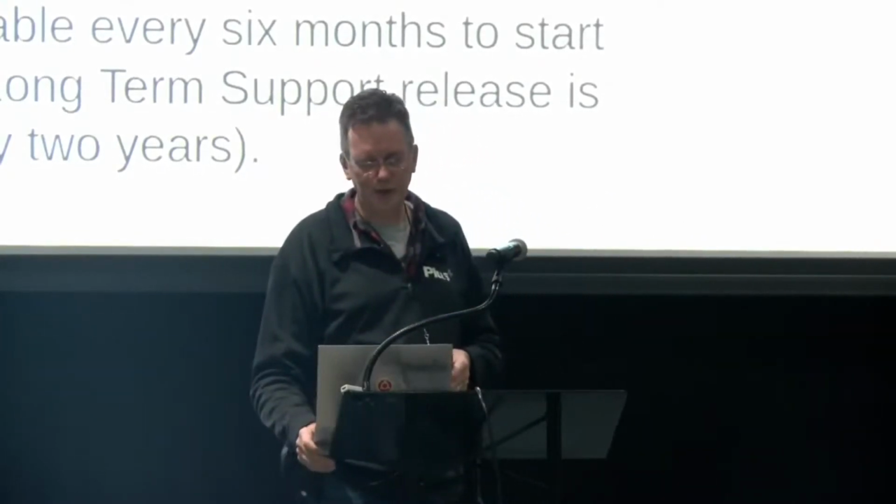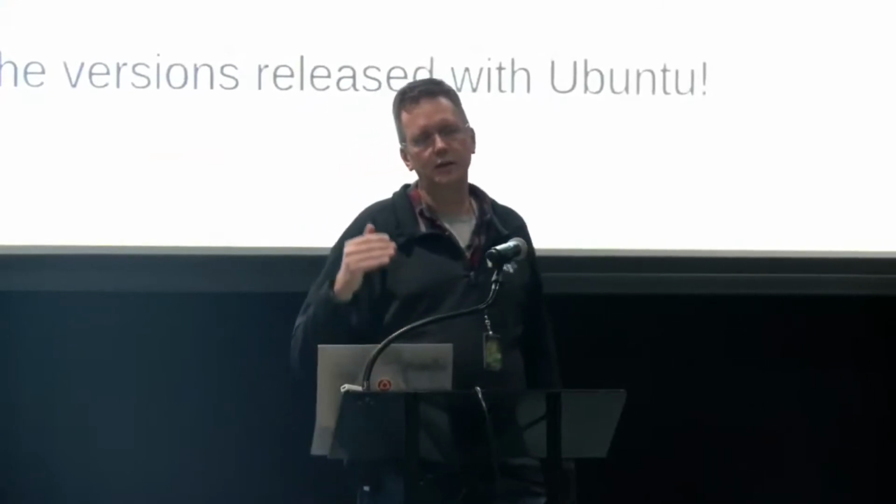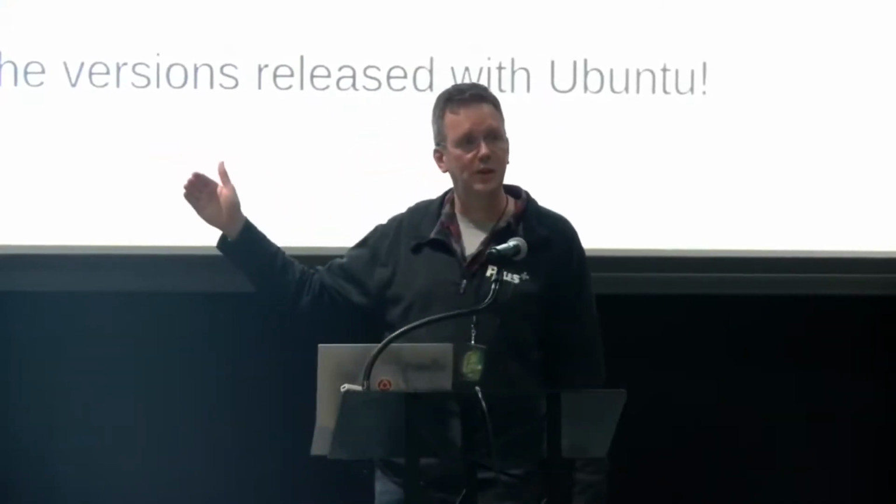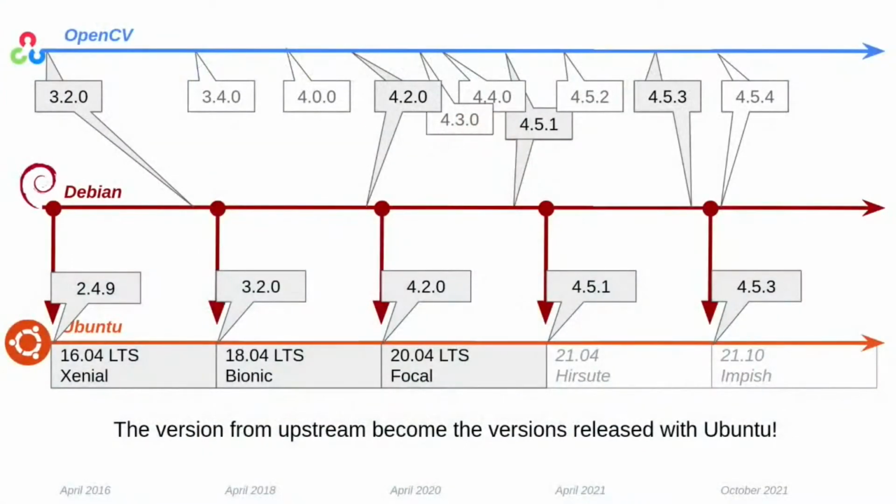All right, what that means is that the version of OpenCV that gets pulled into Ubuntu mirrors what was in Debian at the time, and it changes. It's not every release of OpenCV, and if you want the latest features of OpenCV, you're not going to get them. Every time that you install Ubuntu 18.04, you're going to get version 3.2.0 of OpenCV.